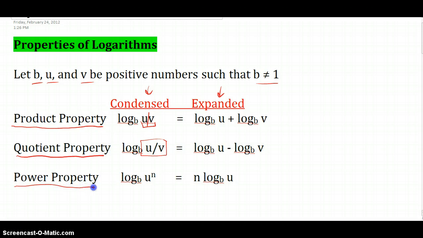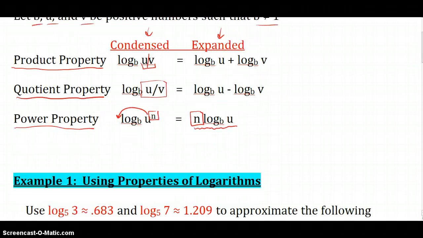The power property says that if you have log base b of some number and you have an exponent, what you can do is bring that exponent out front. And that's what we did here in the expanded version. All we did was bring that exponent and write it in front of the log. So those are the 3 properties that we're going to use.